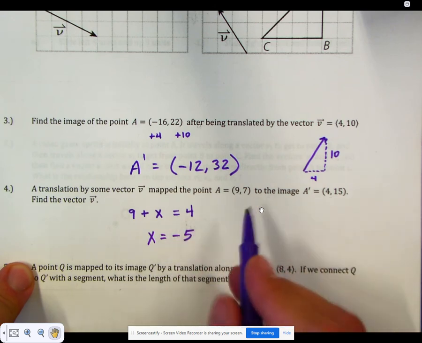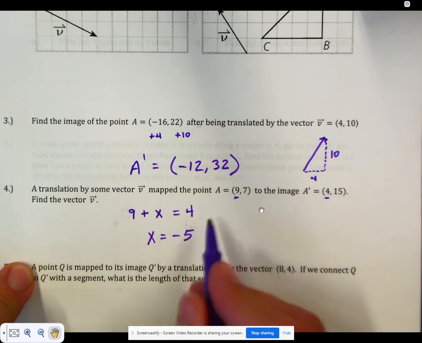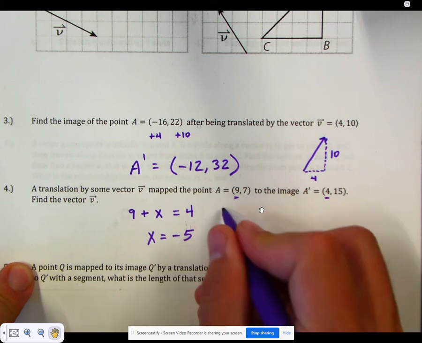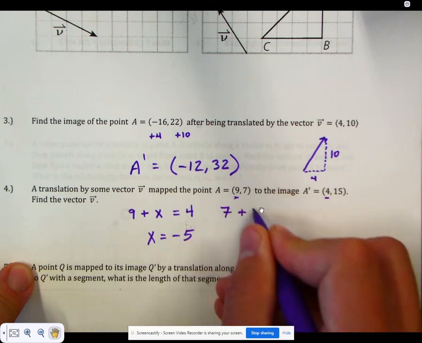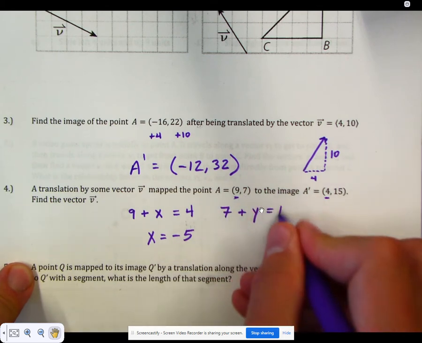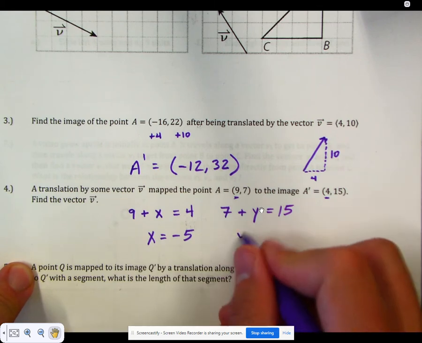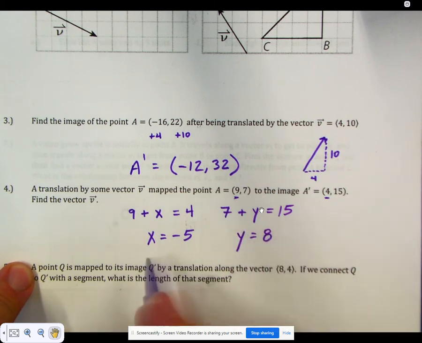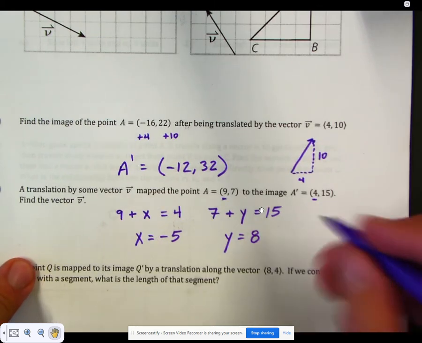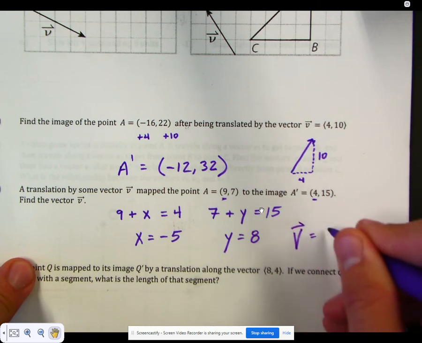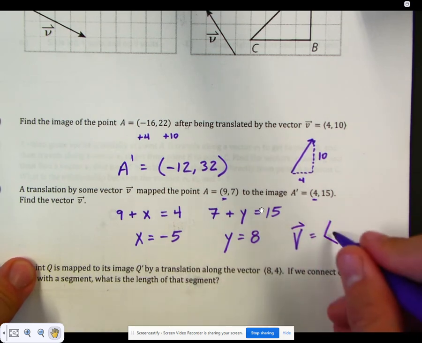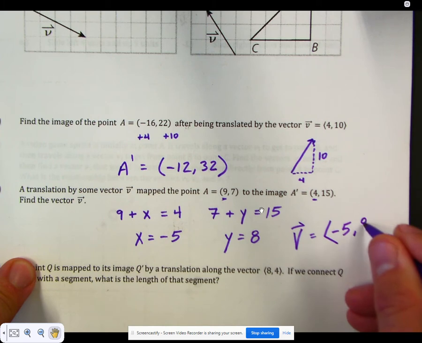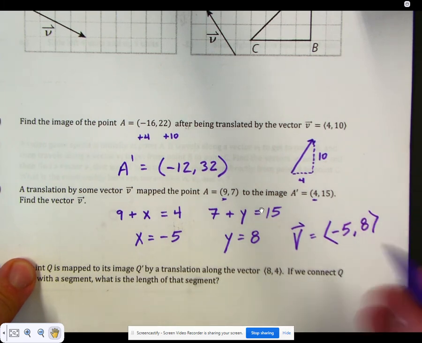So that was for the x values, the 9 and the 4. How about for the y values? Well, 7 plus what would give me 15? The answer to that is 8. So the answer to this question is that my vector v is negative 5, 8. That's all we had to do.